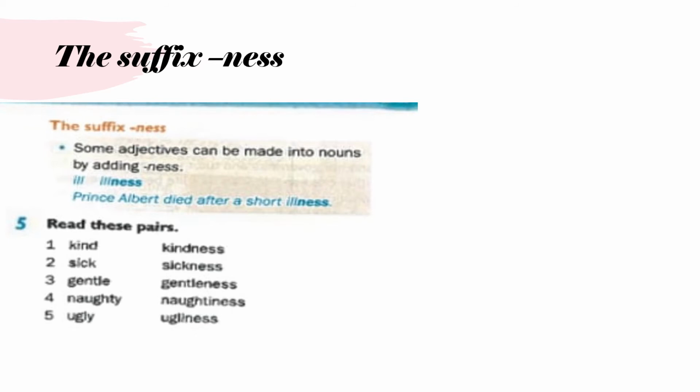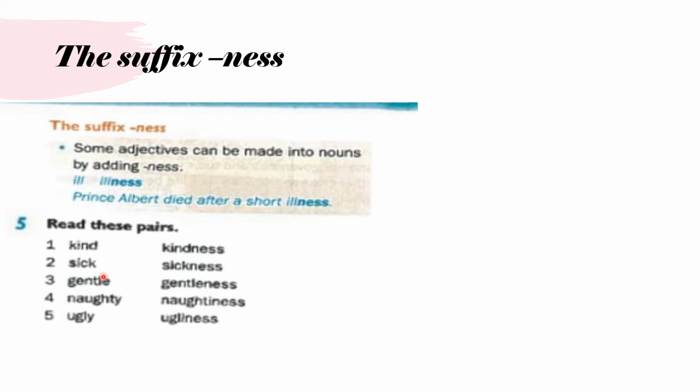The second lesson in our class today is how we can change adjectives into nouns, or how we can make nouns from adjectives. Some adjectives can be made into nouns by adding the suffix ness. Like what? Ill, this is the adjective بمعنى مريض. Illness بمعنى مرض, this is a noun. We changed the adjective into a noun by adding what? Yes, excellent. The suffix ness. This is an example: Prince Albert died after a short illness.